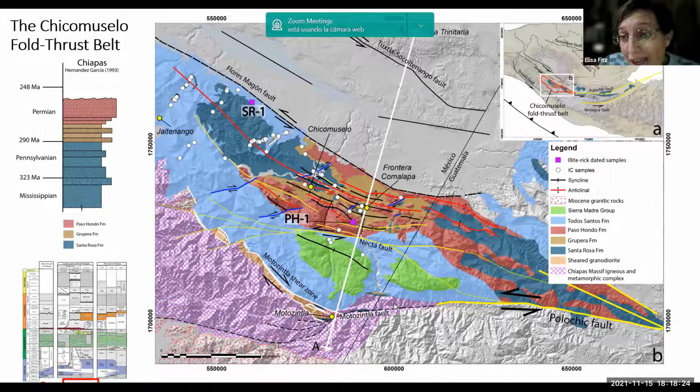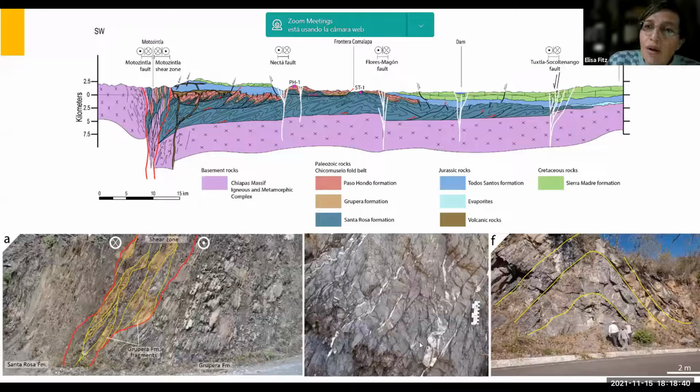And to better understand the structure of this belt, we carried out systematic observations across this section from A to A prime. And this is our summary of how we think this structure looks in depth, on the basis of the structural features that we observed on surface.